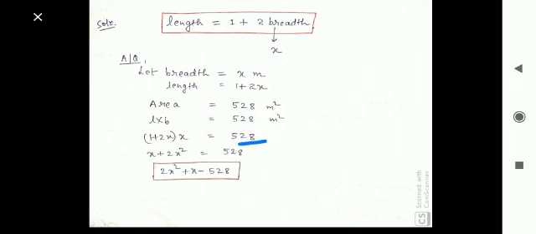So just open the bracket. We will get x plus 2x square equals 528. Now just put each and every term on one side. So it will be 2x square plus x minus 528 equals 0. So can we say that this is an equation of quadratic form? See here, a is 2, b is 1 and c is minus 528. So this is the representation of the situation in quadratic form.